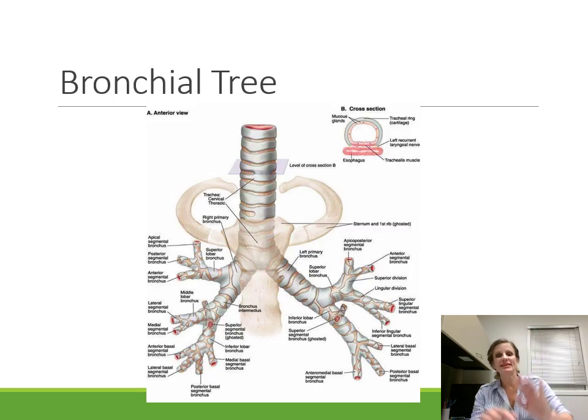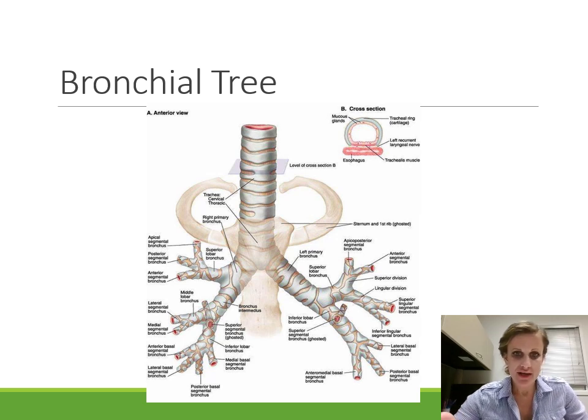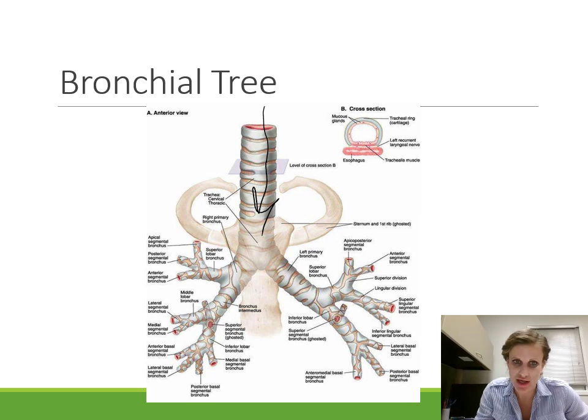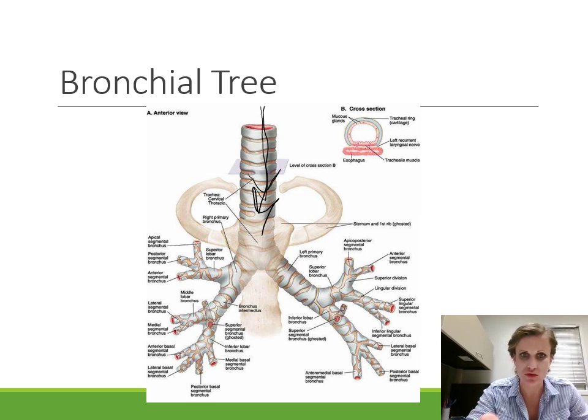Okay, so we see a lot here. Let's kind of talk through all of this. The one single tube is the trachea, okay? Here you see the trachea passing down. Initially up here, this is the cervical region of the trachea. It's up in the neck.